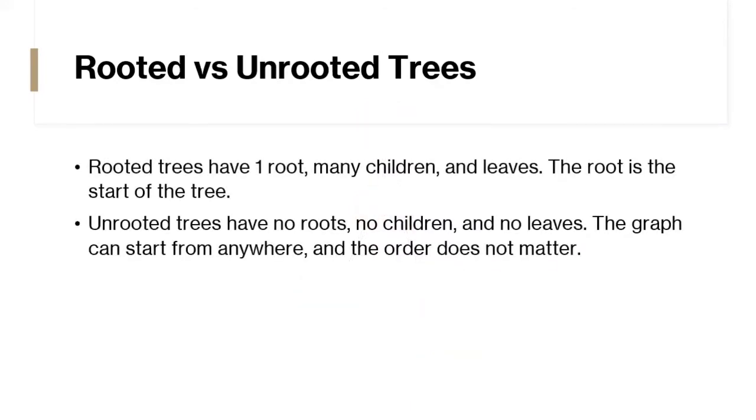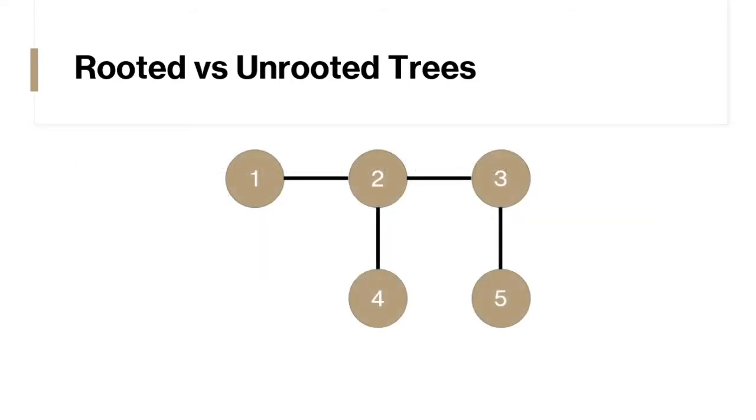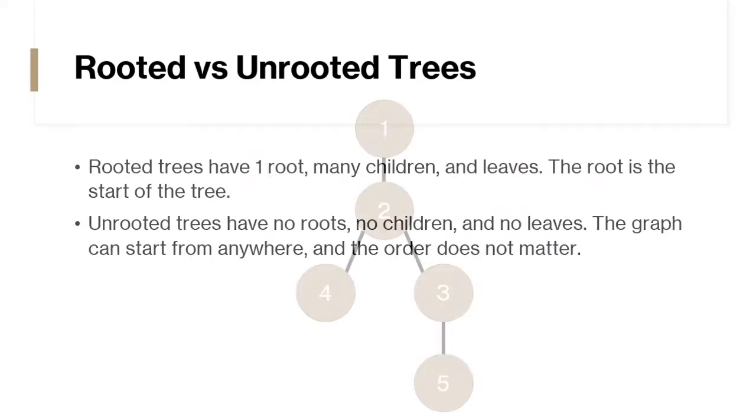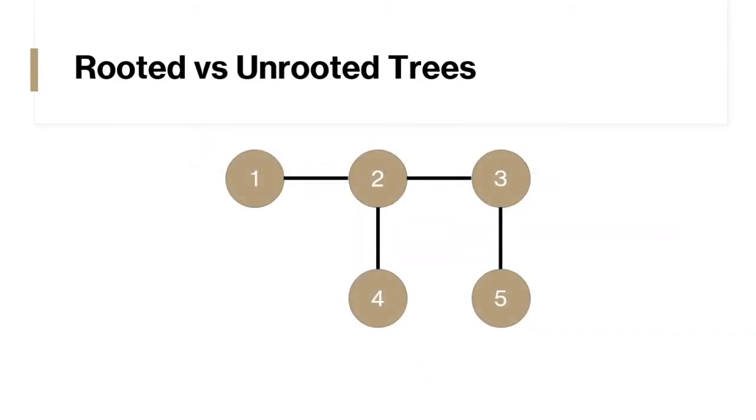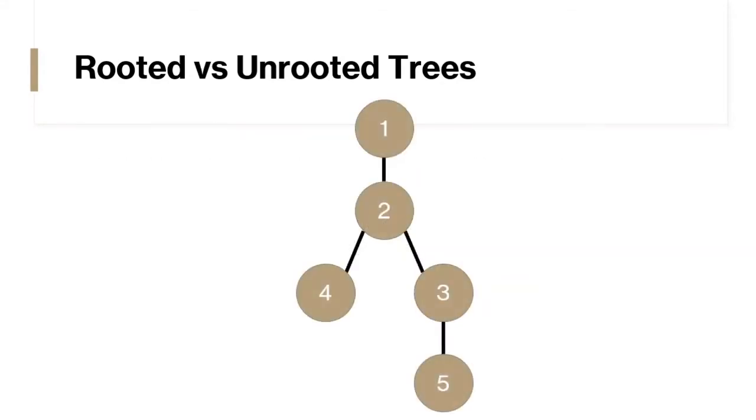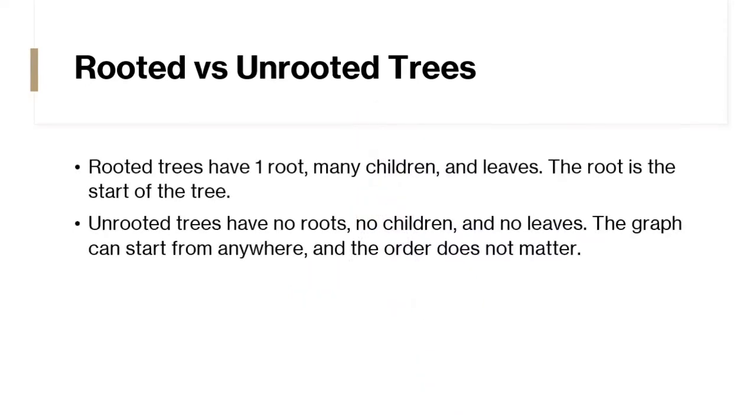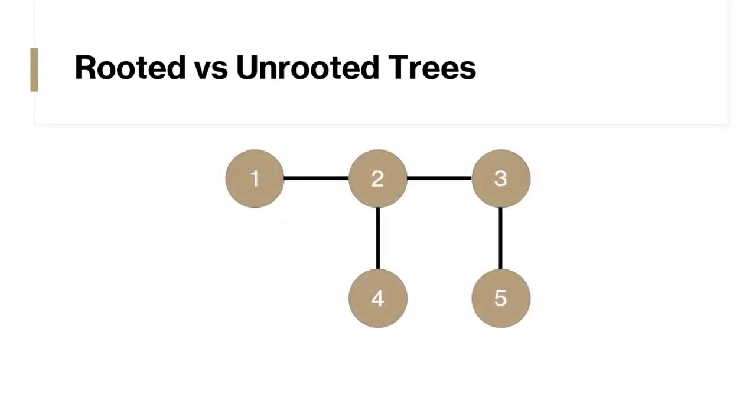So unrooted trees have no roots, no children, and no leaves. The graph can start from anywhere and the order does not matter. So for example, this is an unrooted tree. Now you can think of this as an unrooted tree. If you'll observe, these two graphs are actually identical. It's just the way we have oriented them and made them look. This one right here on the screen looks more to be unrooted than this one, which looks to have a root at 1. However, both of these are the same graphs.